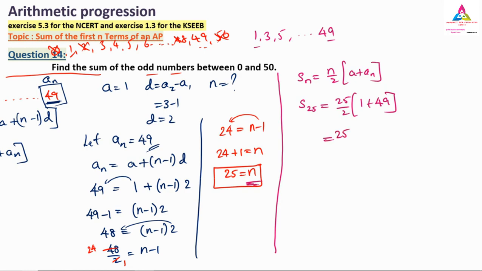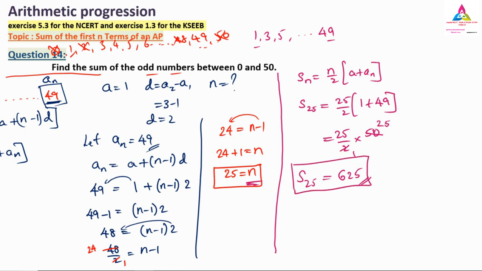So 25 by 2 as it is, 1 plus 49 is nothing but what? 50. So now we can cancel that. 2 1s are 2, 2s are 4, 1 is left, it becomes 10, 2 5s are, so 2 25s are 50. Now 25 into 25 is our final answer, that is the S25 value. 25 into 25 is nothing but 25 square, that is nothing but 625. So this is our final answer.